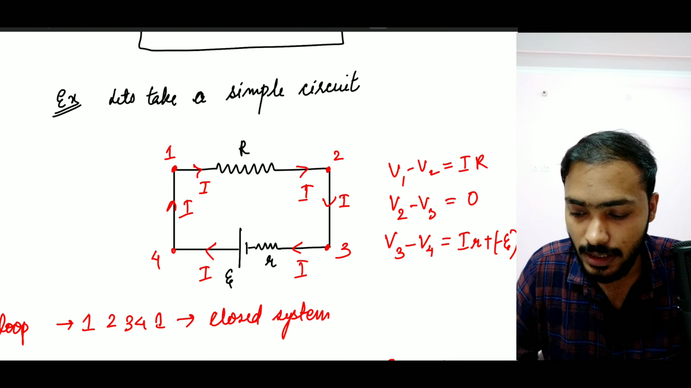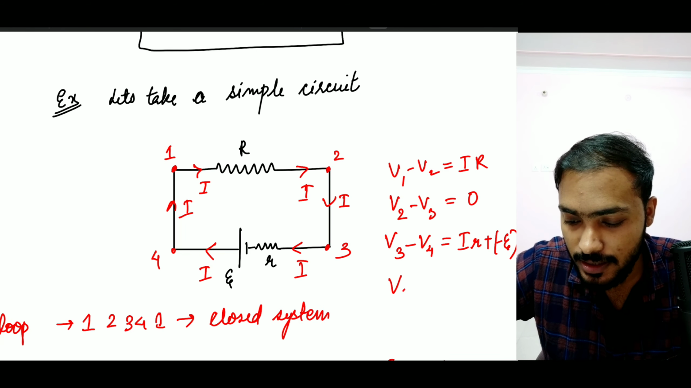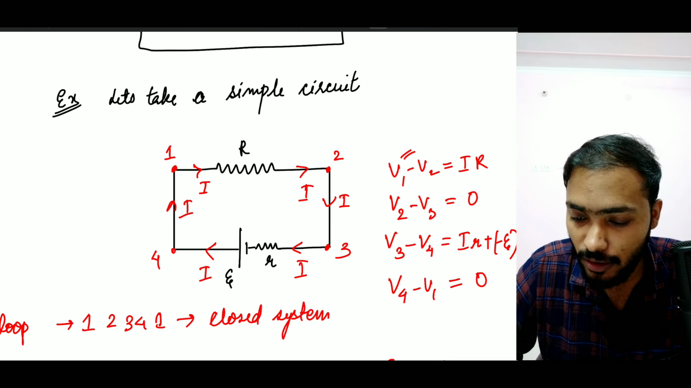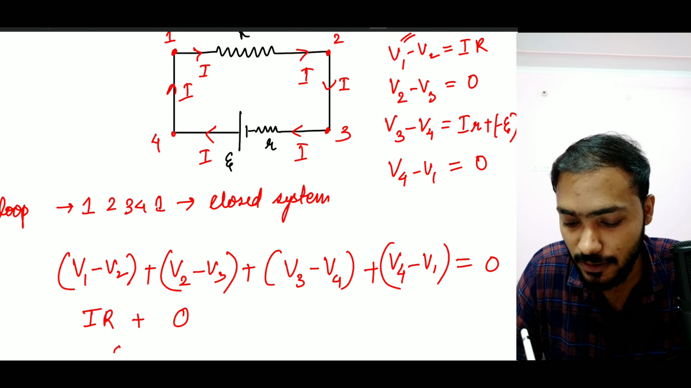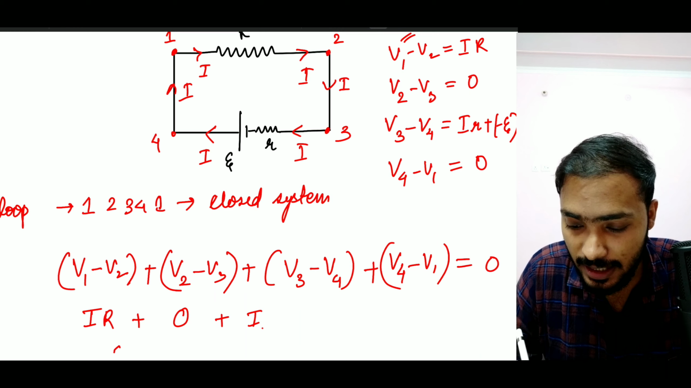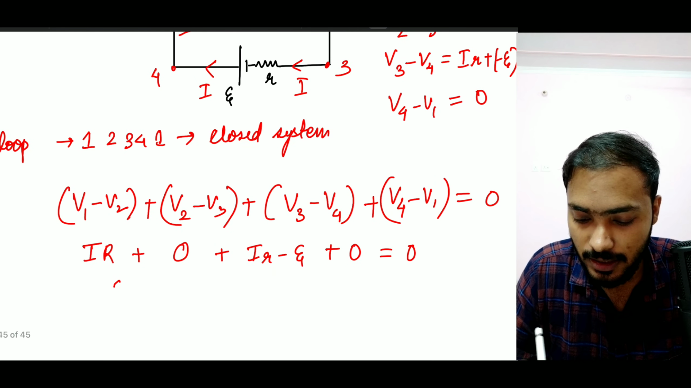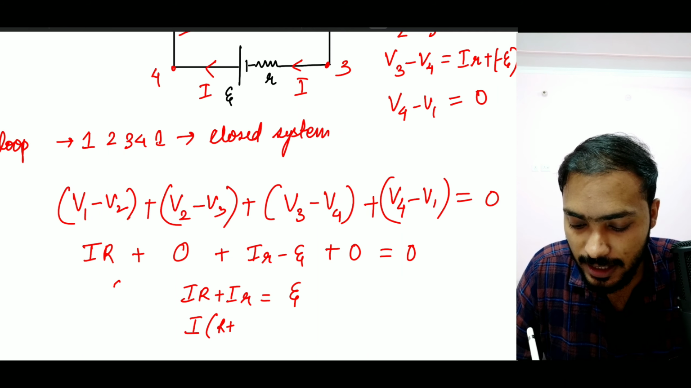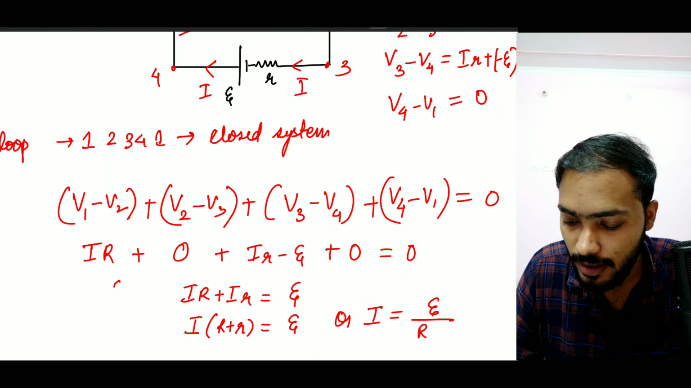Okay, great. Then what is the potential difference across 1 and 4? The potential difference across 4 minus 1 is equal to 0 because there is nothing over there. So I got all the values here. All I have to do is put the values back here. V1 minus V2 is IR, plus V2 minus V3 is 0, plus V3 minus V4 is Ir minus EMF, plus 0, and that comes out to be equal to 0, right? So I can very simply write that IR plus I small r is equal to the EMF, or you can take I common, R plus r is equal to the EMF, or I can simply say I is equal to EMF upon R plus r.